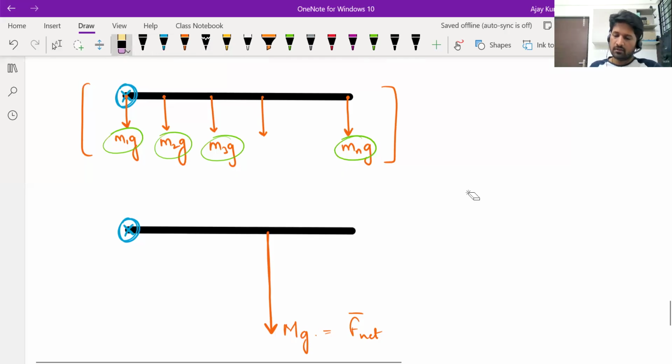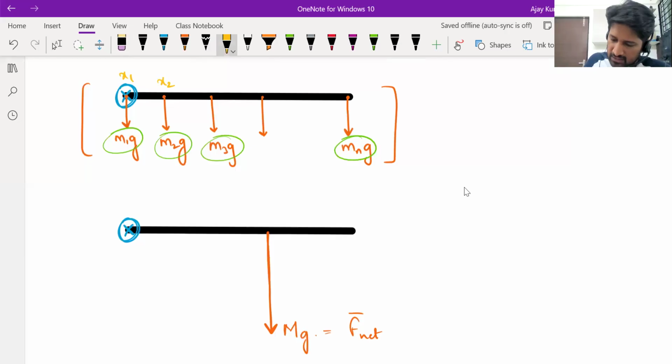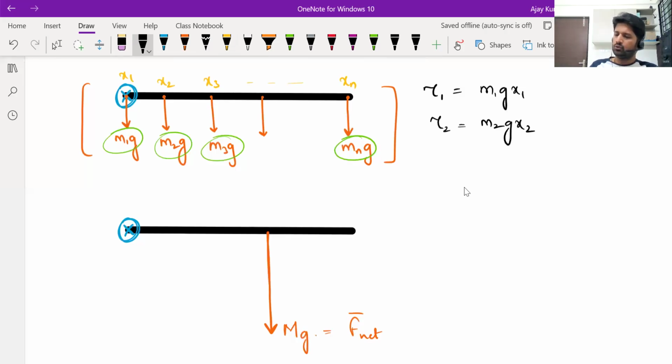Now, how do we find out at what distance you must apply this force, or you must assume this force to be acting? You should find out the net torque first. Now, let's say m1 is at a distance x1 from the axis, m2 is at a distance x2, m3 is at a distance x3, and so on. mn is at a distance xn from the axis. Then the torque produced by the first particle's weight will be m1g into x1. Torque produced by second particle's weight will be m2g x2, because that perpendicular distance itself is x2. So on, torque produced by the nth particle's weight will be mn g xn.